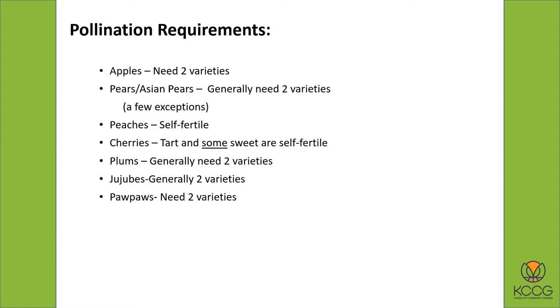Cherries, all tart cherries are self-fertile. So you could just plant one of those. And some sweet cherries are self-fertile, but as you're going through the plant catalog, those plant catalogs will tell you which is self-fertile and which needs a pollinator or pollinizer. Plums, you generally need two varieties, but plums are a little complicated. We'll discuss later. Jujubes, you need two, and pawpaws, you would need two.